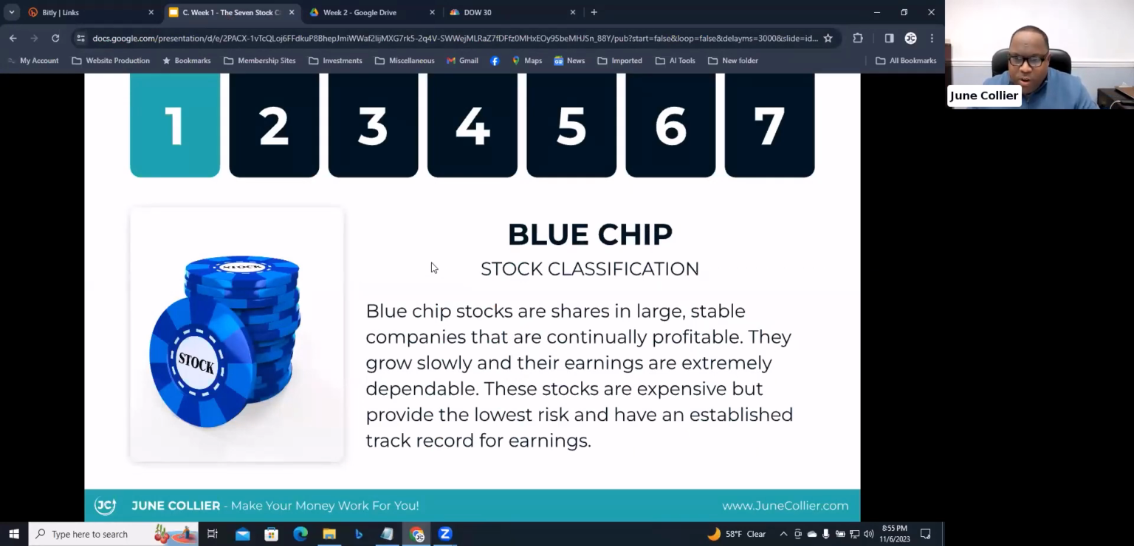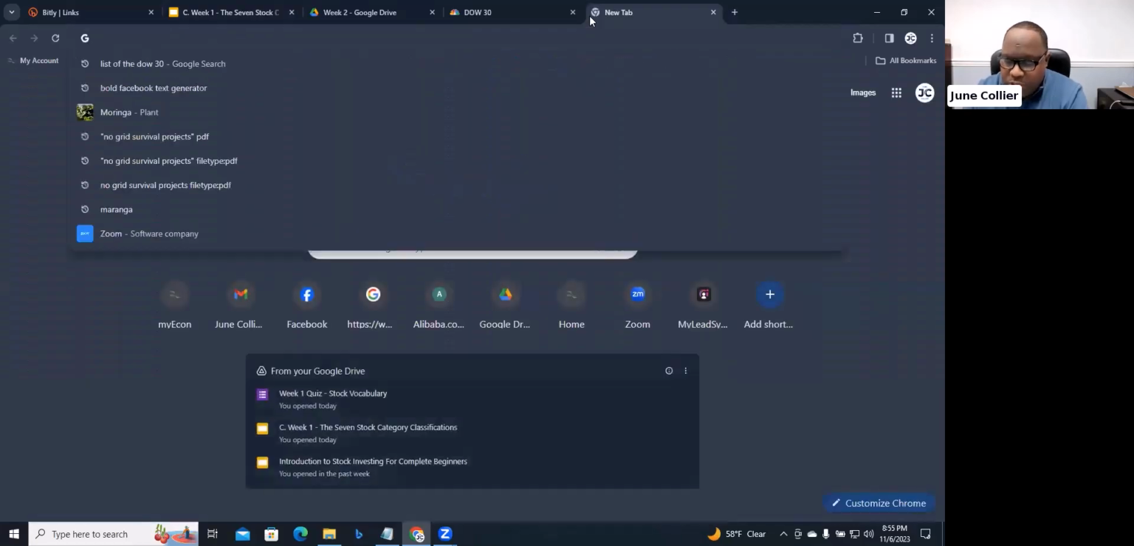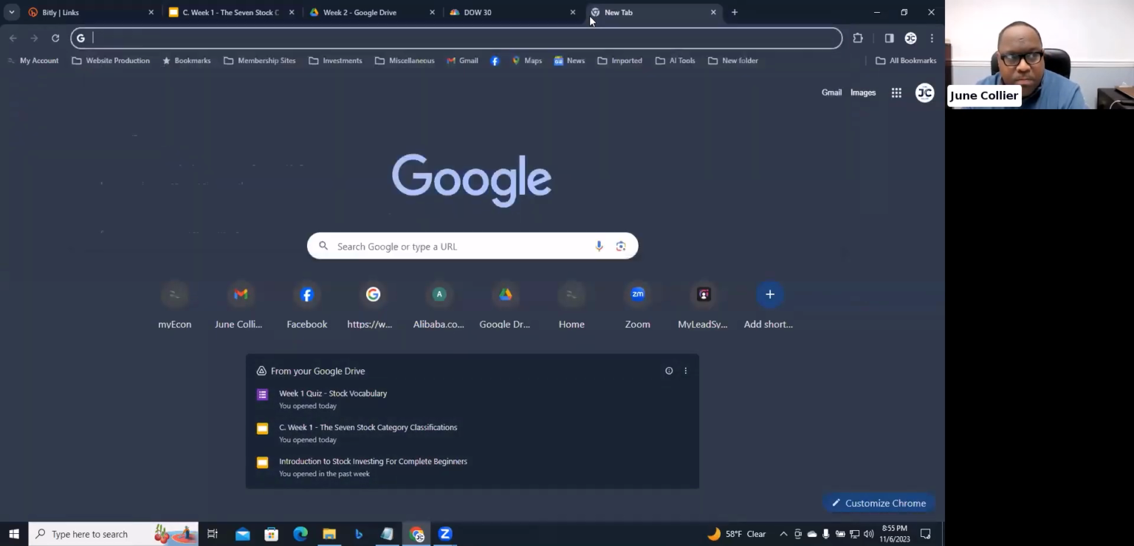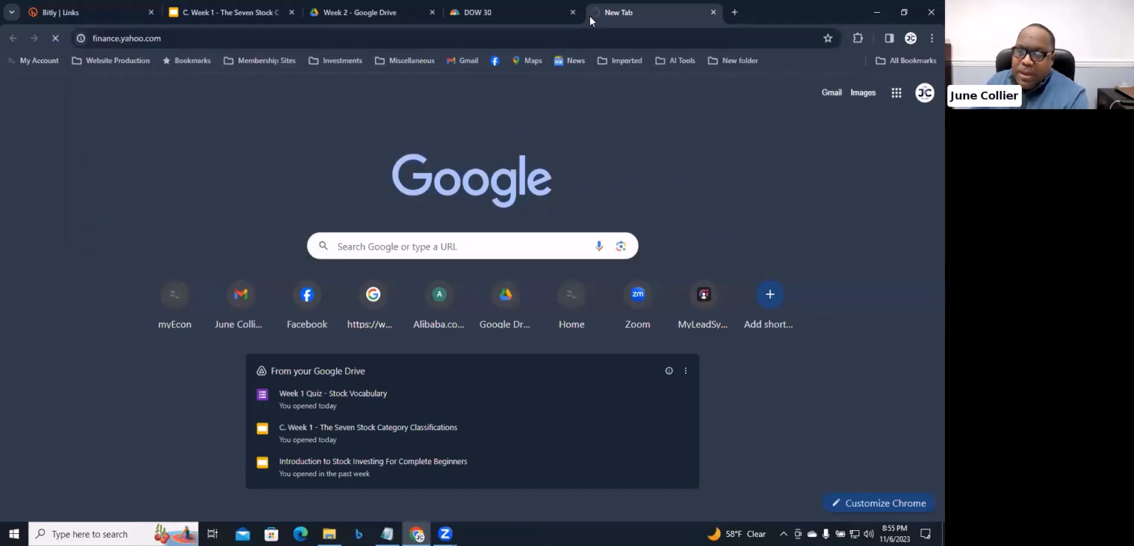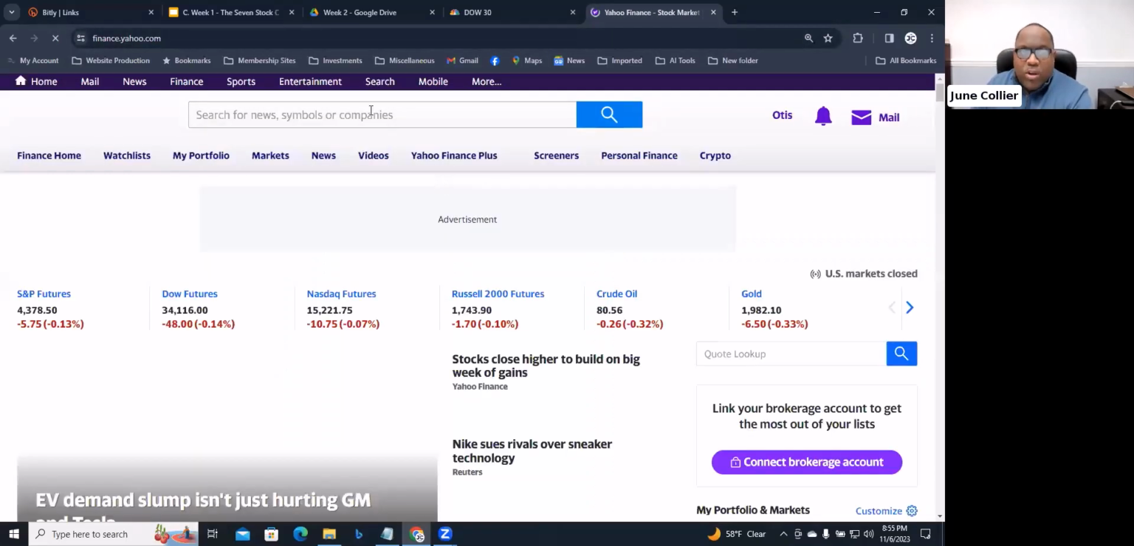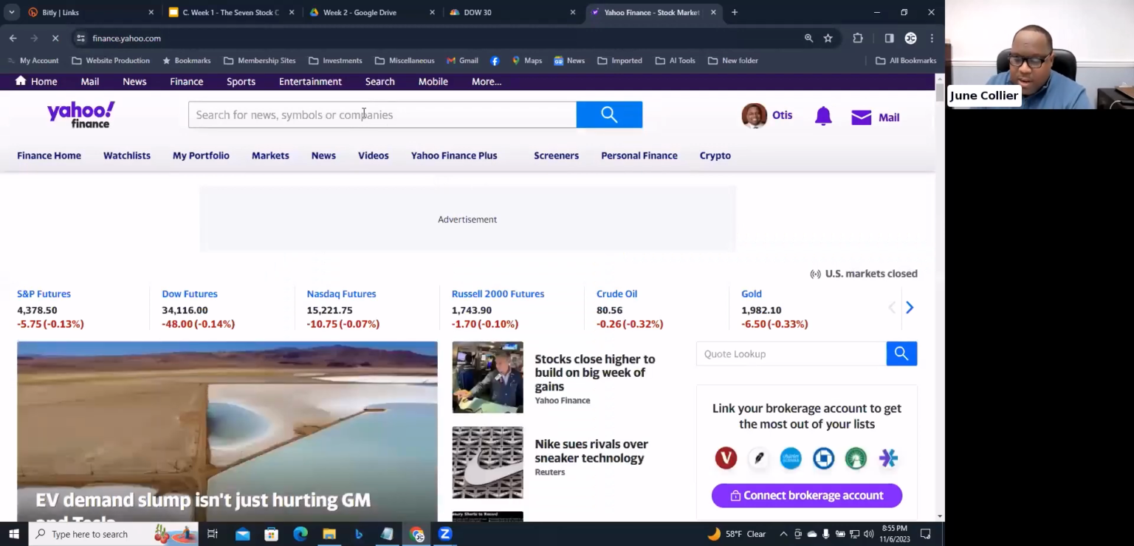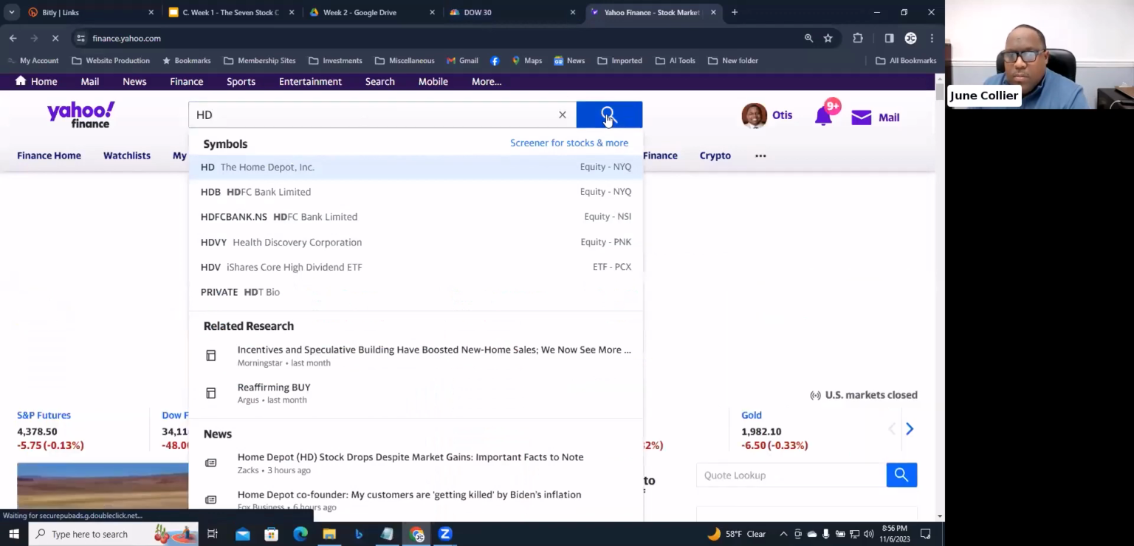Before I move on to that, blue chip stocks usually pay some great dividends. So if you want some good dividends, blue chip stocks usually pay great dividends. So for example, let me explain to you dividends real quick. We're going to go over here to Yahoo Finance. And you can see if a company is paying dividends. So we'll go to Yahoo Finance. Let's take a look at Home Depot, HD. We'll do our search.